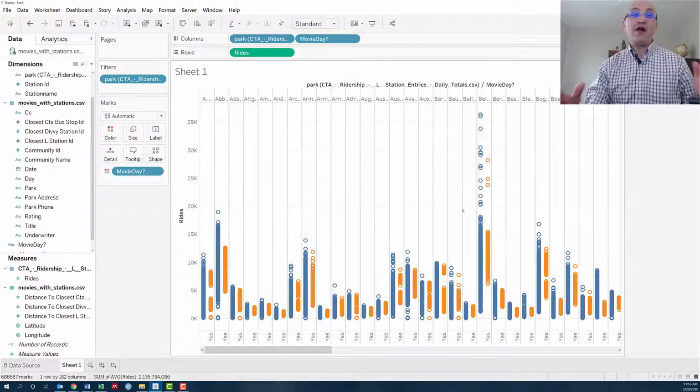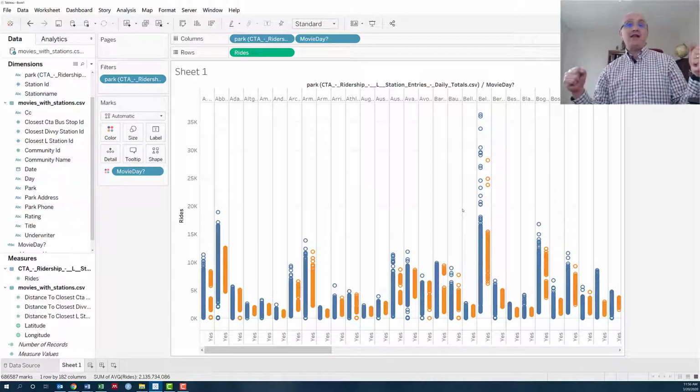Because keep in mind your ridership data, at least for the L train, is just a daily total. You can't extract the evening from the rest of the commuter day from that number. That's one limitation of the data.